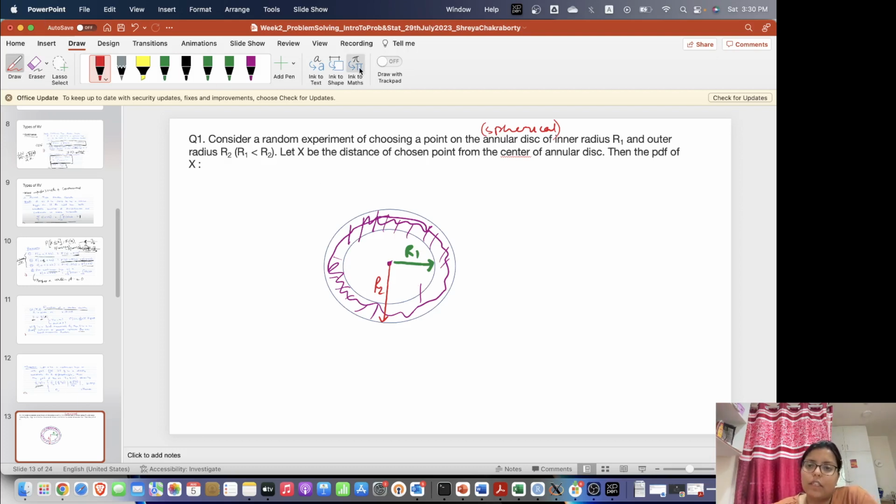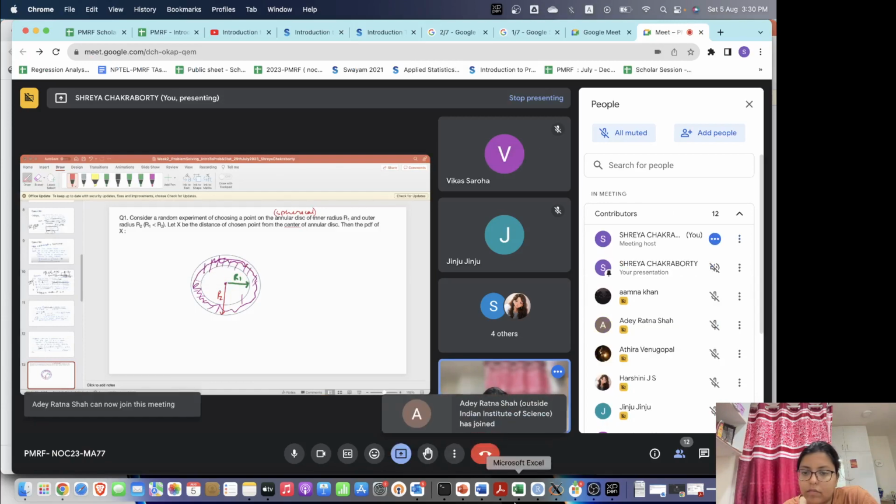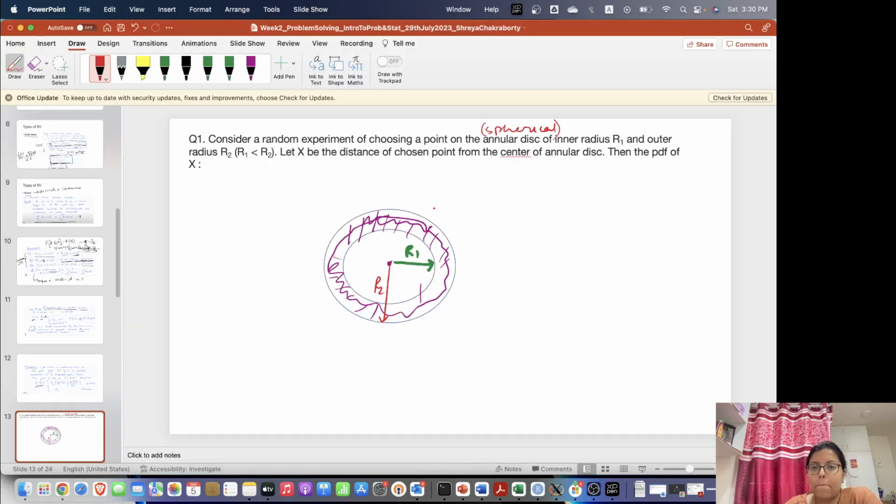Now we have to choose, the random experiment is to choose a point on the annular disk of radius r1. So any point here can be chosen. It could be this point, it could be this point. Wherever we choose, whichever point is there on the disk, my x should always be less than or equal to R2 and should always be greater than or equal to R1.